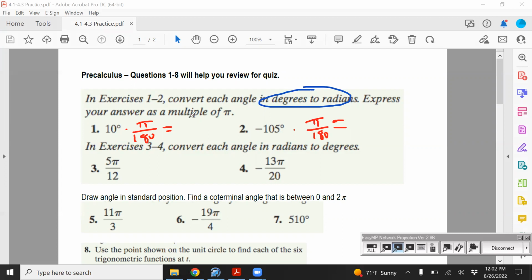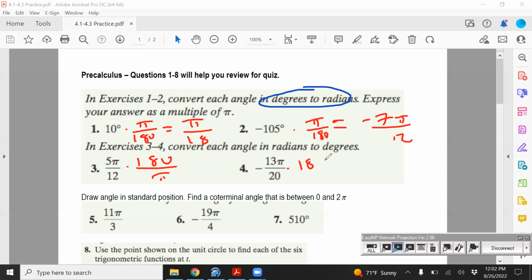So anyway, you get pi over 18. Or here, each are divisible by 15. So I think it's negative 7 pi over 12. Yeah, cool. Right.